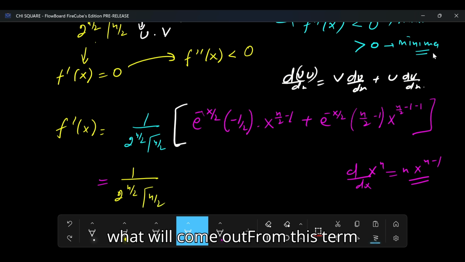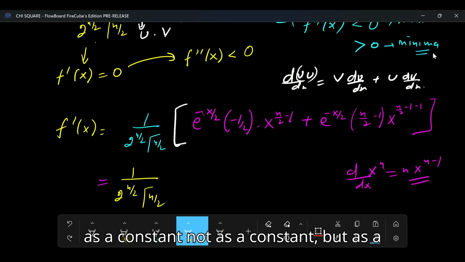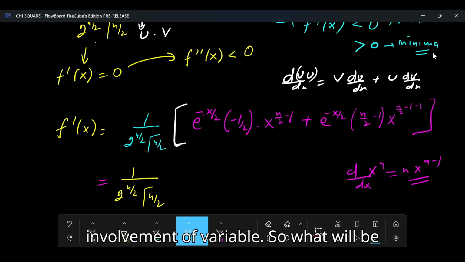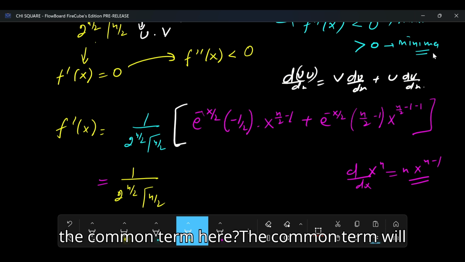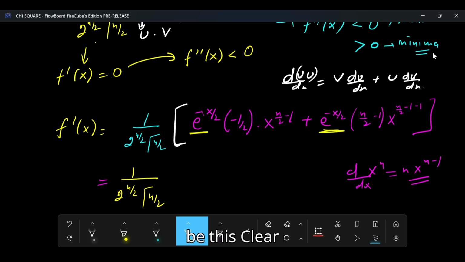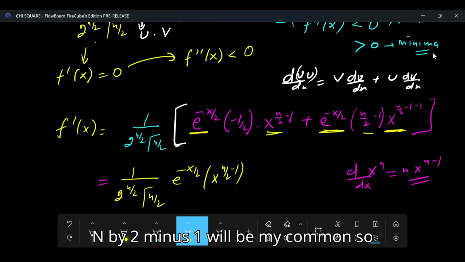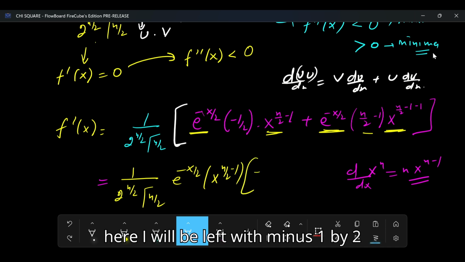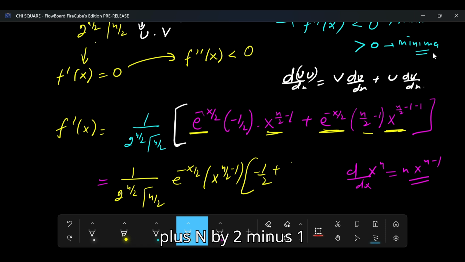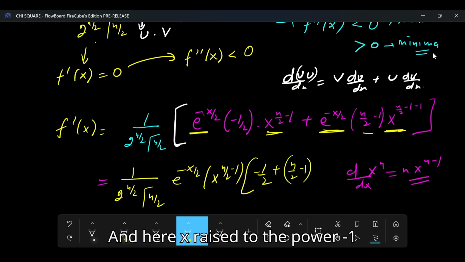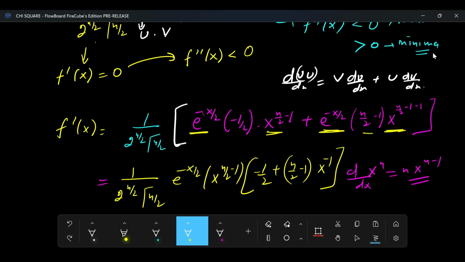So this will be equal to, this is my constant. What will come out from this term, not as a constant but as a common term? So this is the variable, so here is the involvement of variable. So what will be the common term here? The common term will be this, clear, and this. So e raised power minus x by 2, x raised power n by 2 minus 1 will be my common. So here I will be left with minus 1 by 2 plus n by 2 minus 1, and here x raised power minus 1. So n by 2 minus 1 will be common. We will be left with this only.